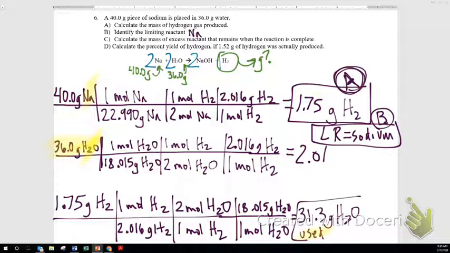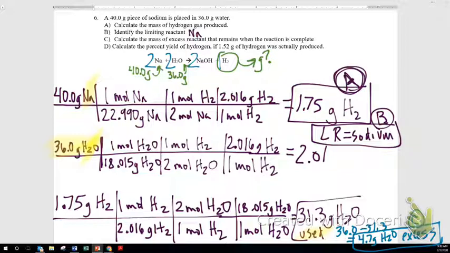I'm going to change colors because I'm running out of space. Just trying to make this stand out. So 36 minus 31.3 tells me that I had, what is that, 4.7 grams of H2O that was excess or left over. Having to go off of my page just to try and get it to fit. Okay, so that is my answer to part C.